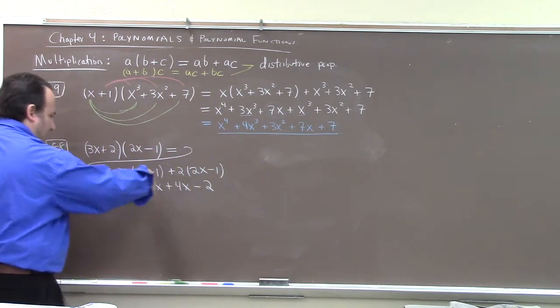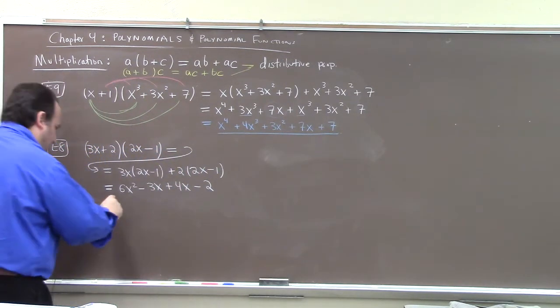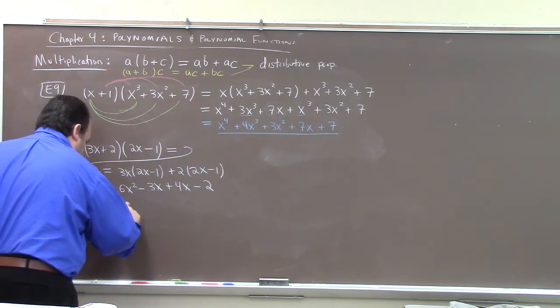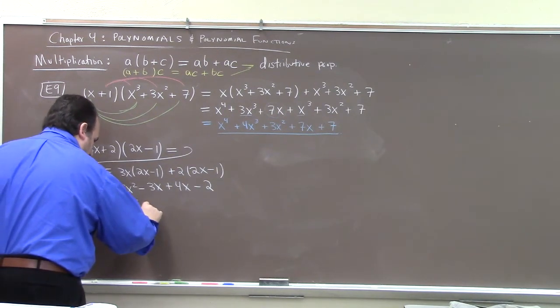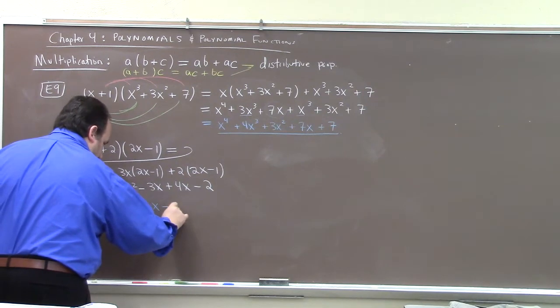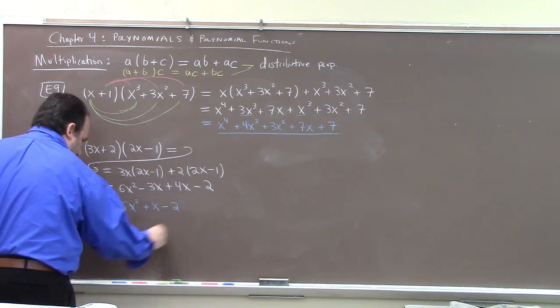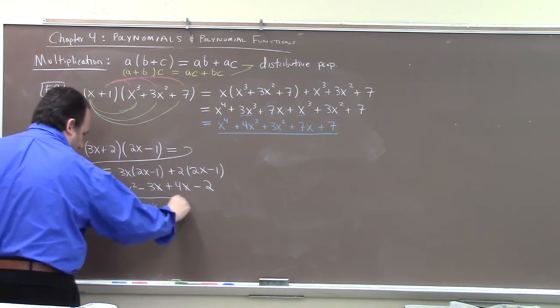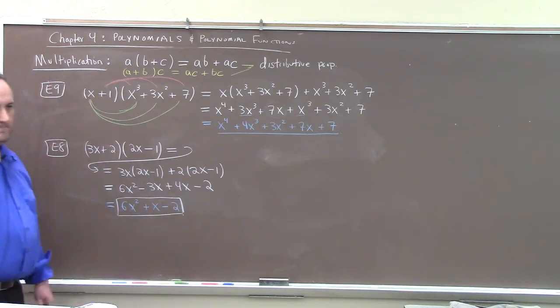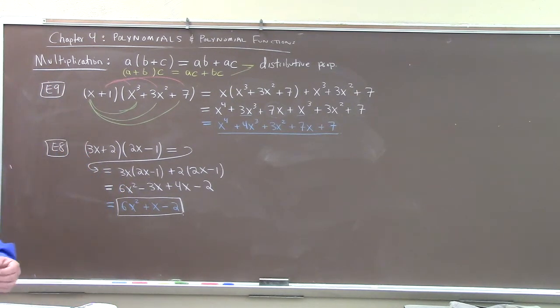And this one, the 4 and the 3 combine, right? So we get 6x squared plus x minus 2. So there's that. I think you guys can multiply, right? Not a problem, I think.